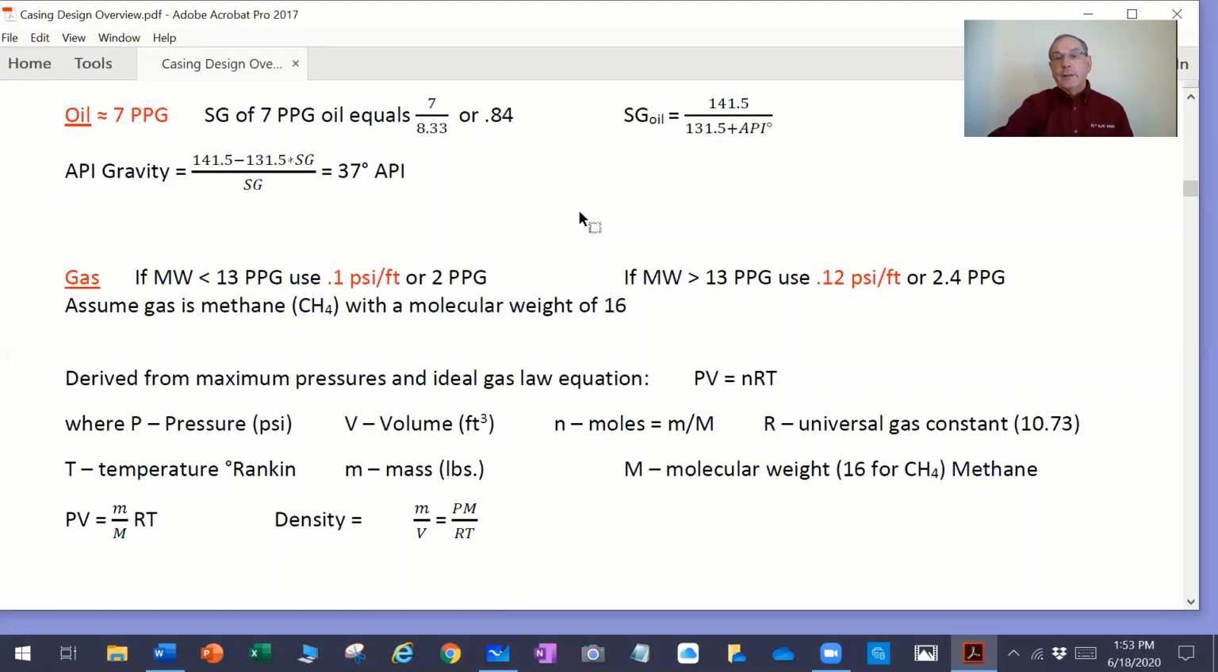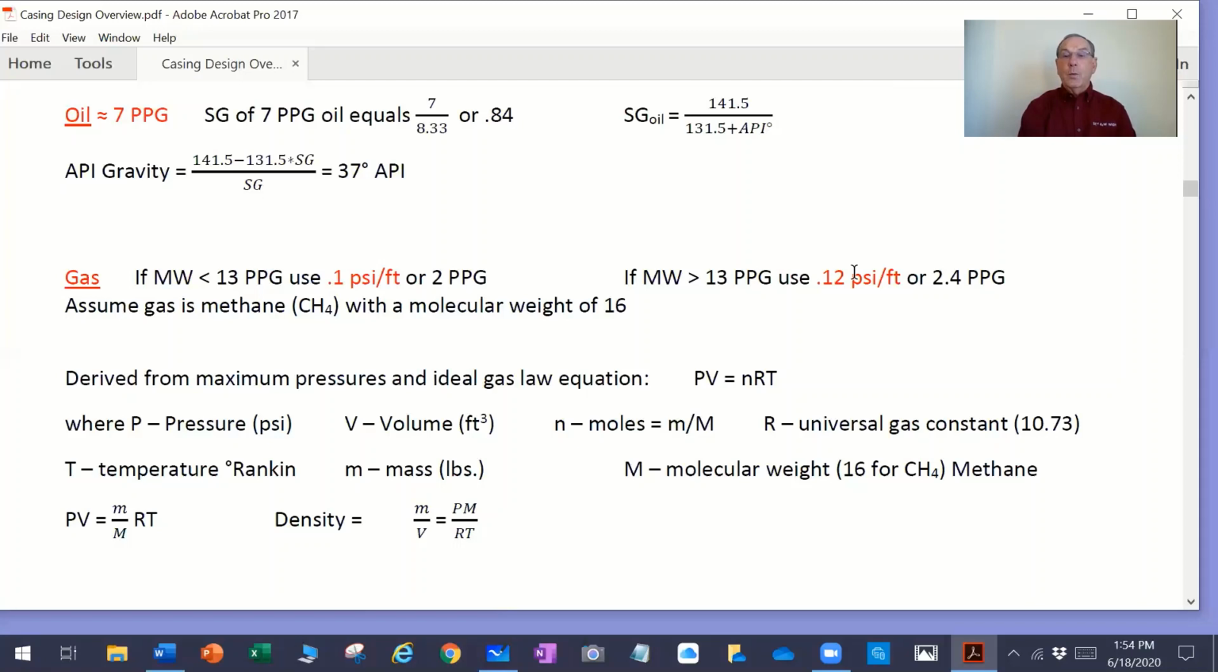Now, if you're interested where this comes from, I've done a lot of this in college, and it's derived from the ideal gas law equation, PV equals nRT. Where P is pressure, V is volume, n is moles, which can also be represented as mass over molecular weight. R is the universal gas constant, which in oil field units is 10.73. T is temperature in degrees Rankine. And then, like I say, m is mass.